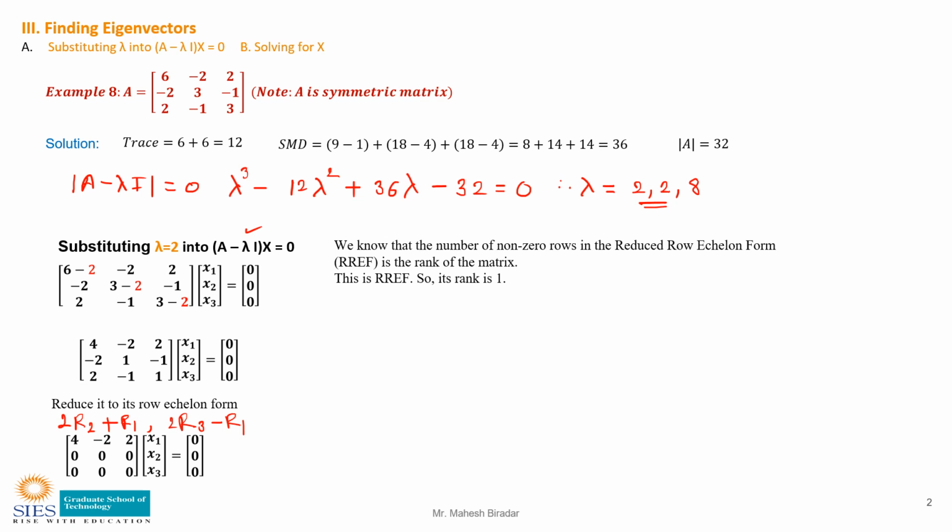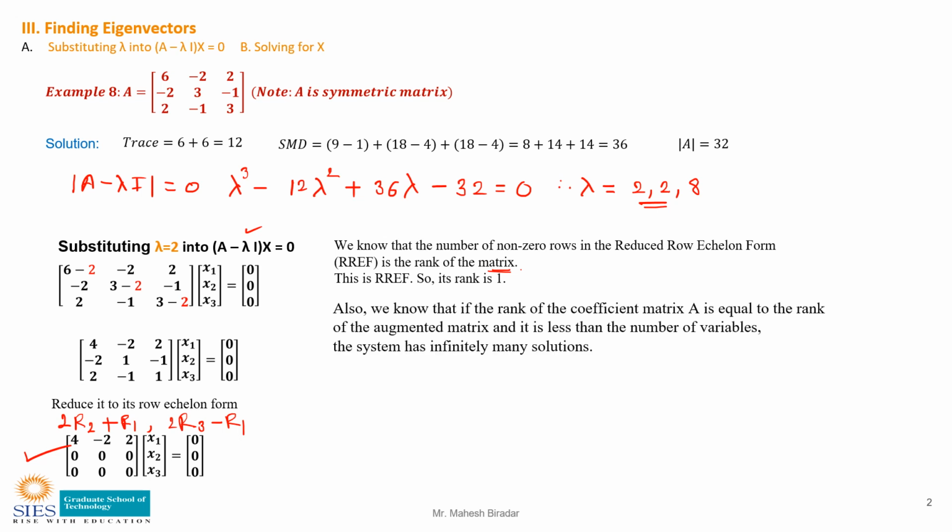Now there are some results. We know that the number of non-zero rows in the reduced row echelon form is the rank of that matrix. All of you note down this. So here there is only one non-zero row in the reduced row echelon form, so its rank is 1. So I'm going to denote rank by R, so rank is 1.